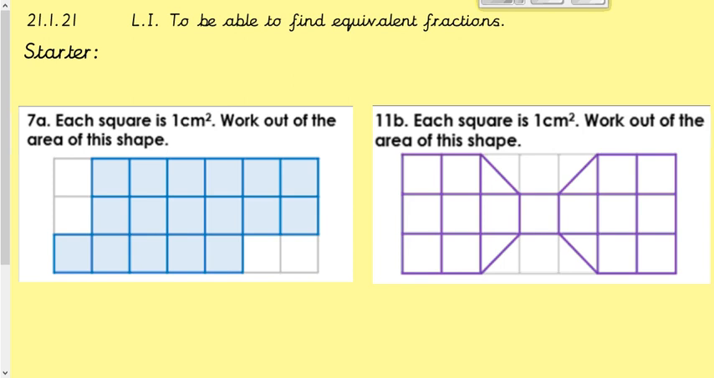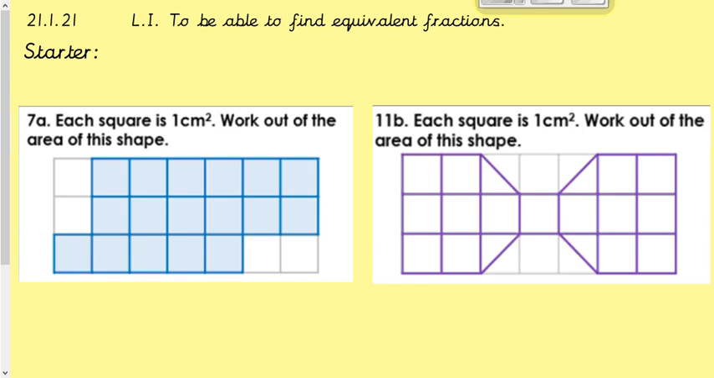But before we go into fractions, can you please have a look at the starter? If you don't feel that confident with perimeter or area, then have a go at the blue one. If you feel really confident, then go straight onto the purple one, okay? Or just do both, it's up to you, I completely don't mind. So have a go at one of them or both, and then come back to me afterwards and we'll go through the answer. So press pause, have a go, and then come back to me so we can go through it together.